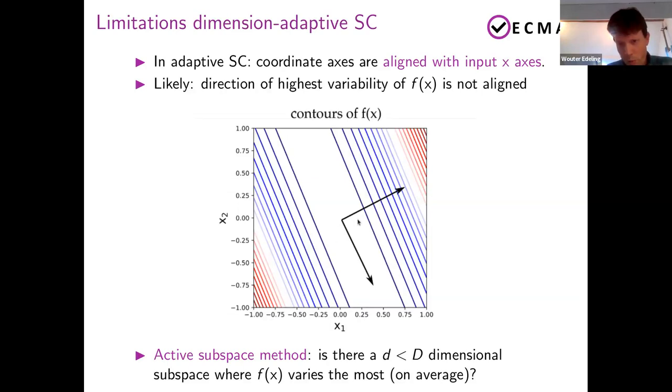In fact, in this example, if you look at this line over here, the function is constant along this direction. And so the general idea of the active subspace method is trying to find these directions. You're rotating your coordinate system, and then you're dropping the directions along which the function doesn't vary much. And in this way, you hope to get a lower dimensional coordinate system along which your function will vary the most on average.